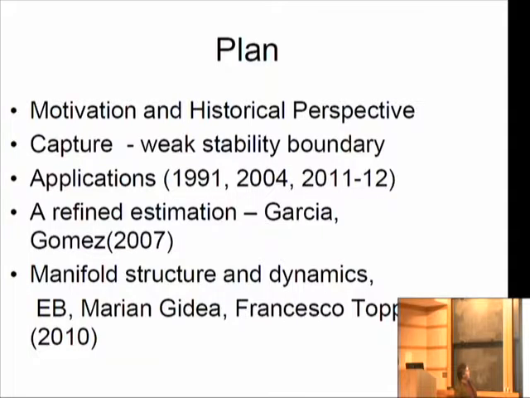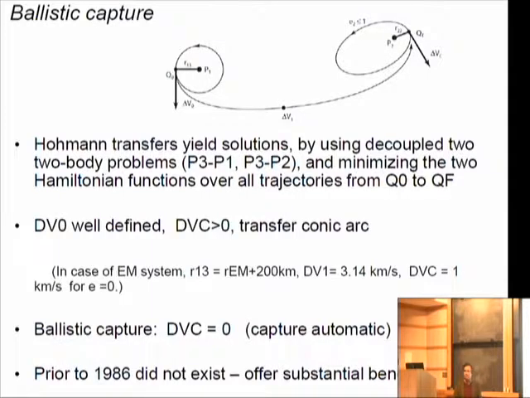First I'll give a motivation and historical perspective. And then I'll talk about capture and the weak stability boundary, both from a very, very heuristic point of view with some applications. And start to get into a little bit of the dynamical systems of this with some recent work of Garcia and Gomez in 2007. And then I'll end with talking about some new work I just published a few months ago with Marian Gidea, Francesco Topputo on the manifold structure of these things we call weak stability boundaries. So, like I say, it'll be very applied. There's no contact structures here or anything like that.